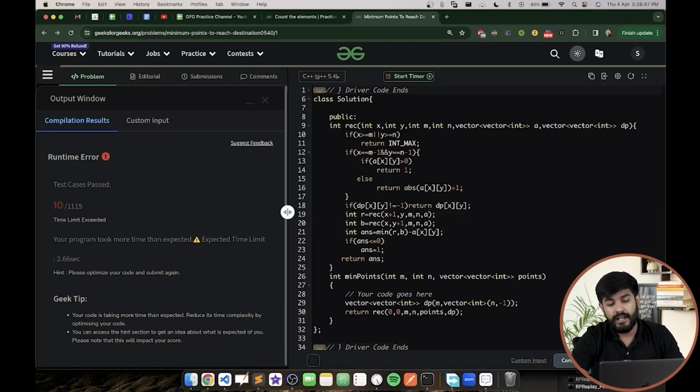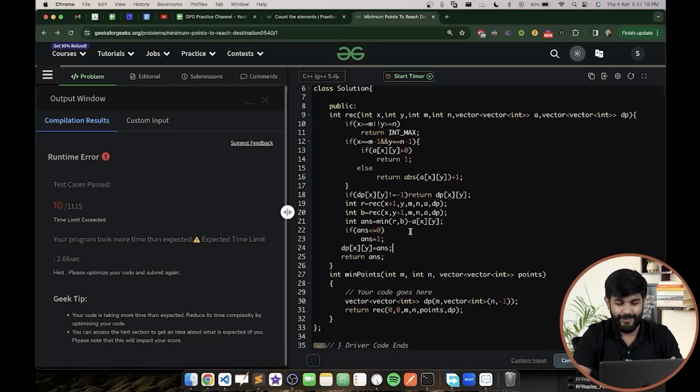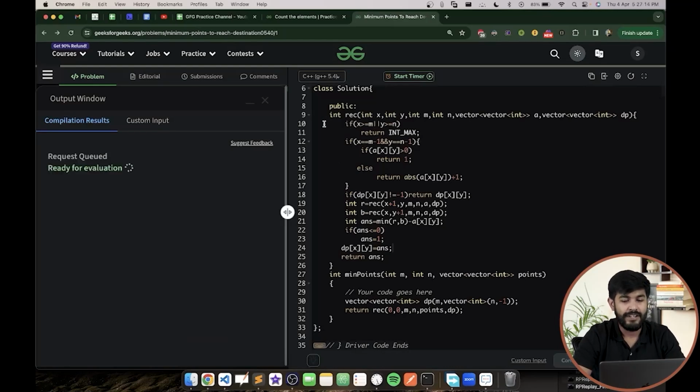If I am building out the friendship and doing this much hard work, then I would write it down in my diary. So dp of x and y, here I would just save the answer. Now here in the parameters, one extra parameter of dp would be added. So you now see how this code looks a bit complex, but we got here by breaking down from recursion to this point.